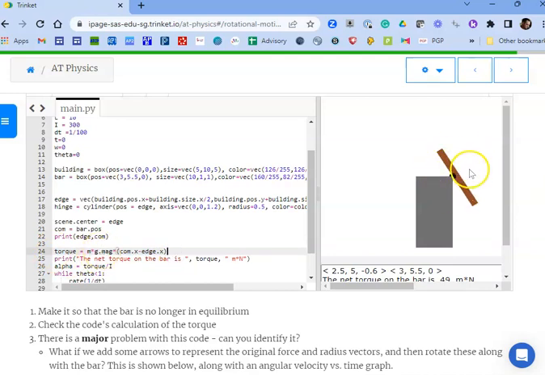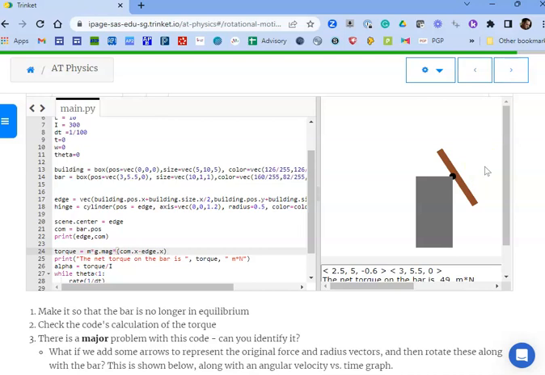This is good at the beginning, when this bar here is essentially perpendicular: the arm is R and then Fg is straight down, so you've got a 90-degree angle. But as the bar starts to rotate, the angle is no longer 90 degrees, so you need to fix that. That's the major problem in this problem. It does rotate, but it rotates at a constant angular acceleration.